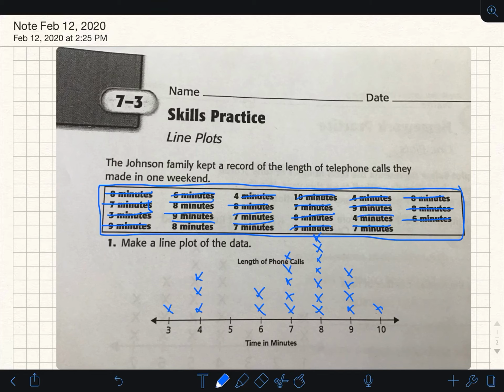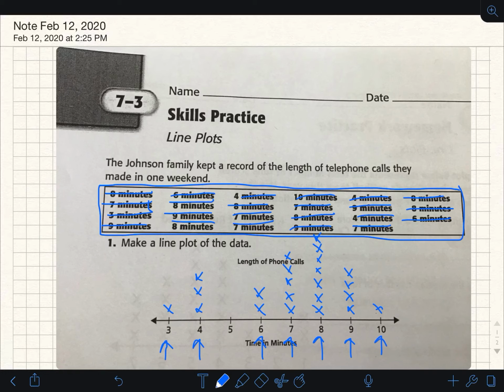Okay, so now that we've graphed all the data on the line plot, we can see that they made 1 3-minute call, 3 4-minute calls, 2 6-minute calls, 1 2 3 4 5 7-minute calls. We have 1 2 3 4 5 6 7 8-minute calls. We have 4 9-minute calls and 1 10-minute call.